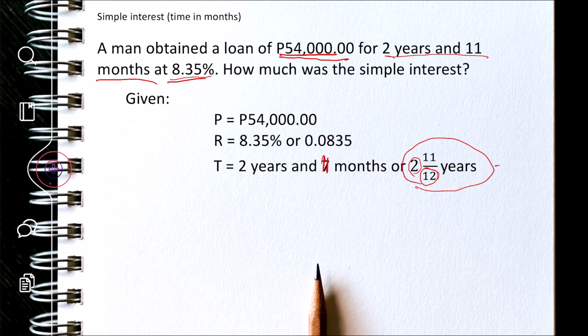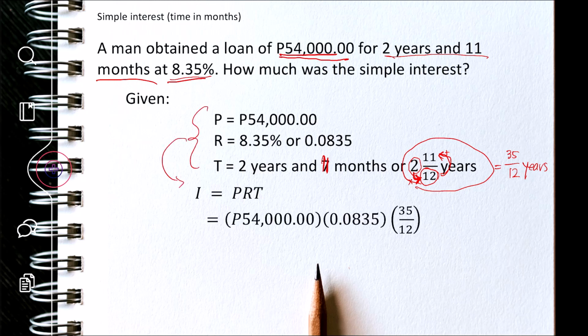Mamaya, pwede na lang siguro natin i-convert into improper fraction. Katulad ng sinabi ko kanina, you're going to multiply 2 times 12, that is 24. 24 plus 11, that is 35 over 12. Ulitin ko po, 2 times 12, that is 24, plus 11, that is 35 over 12 years. Para po maging proper lang siya. Next, lagay natin sa PRT formula lahat ng given na meron tayo.